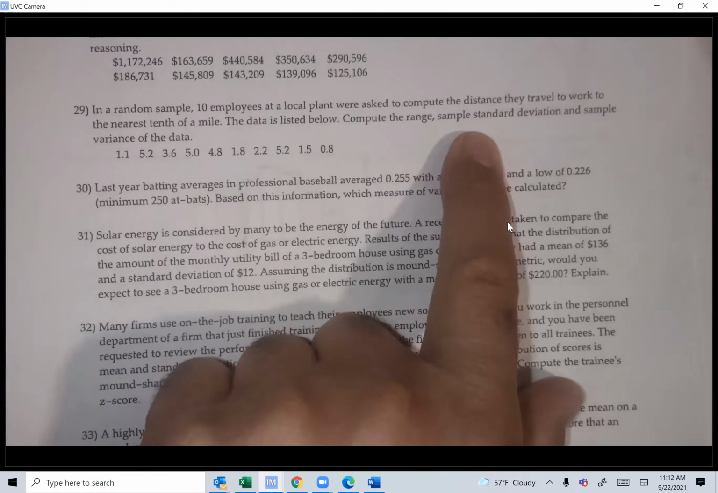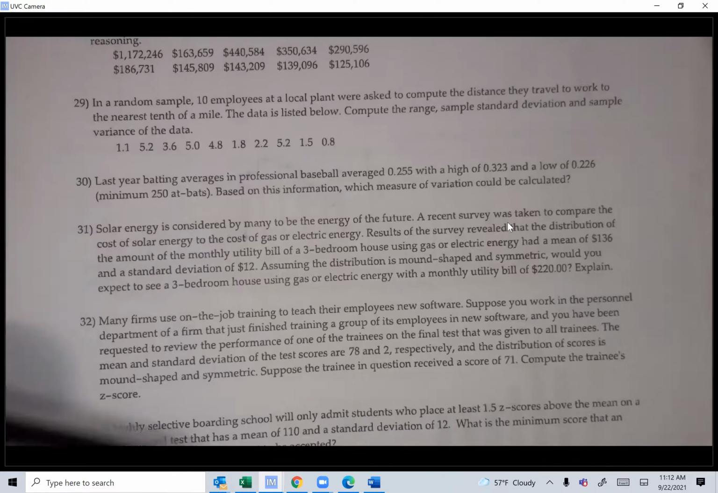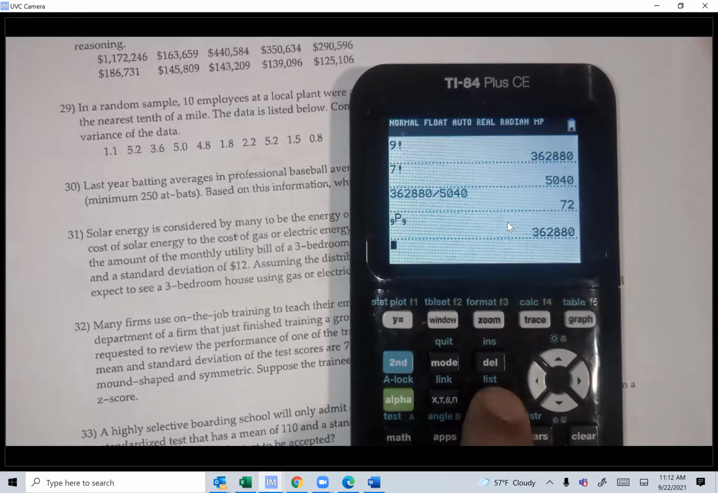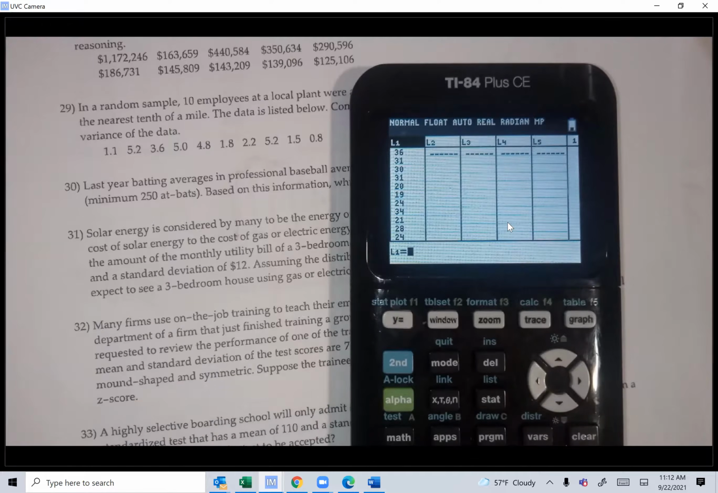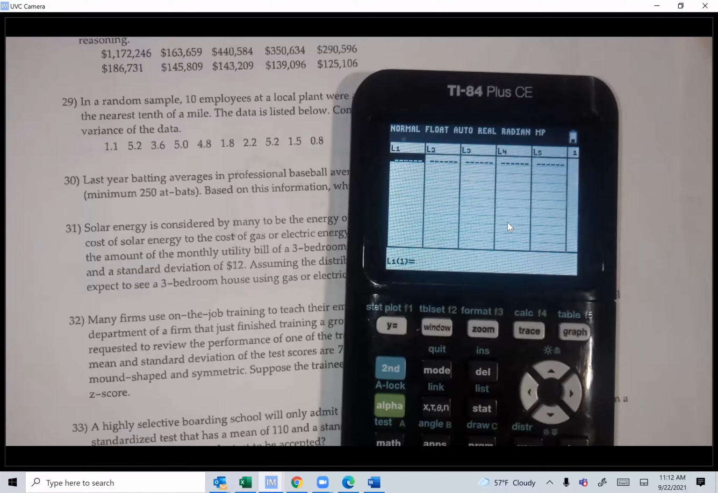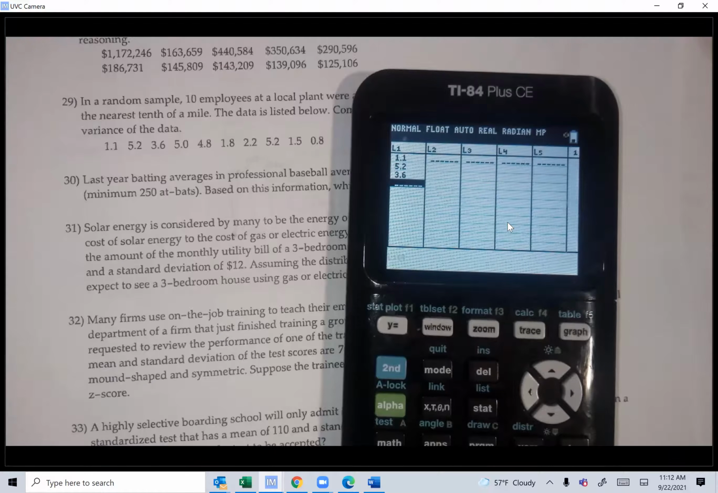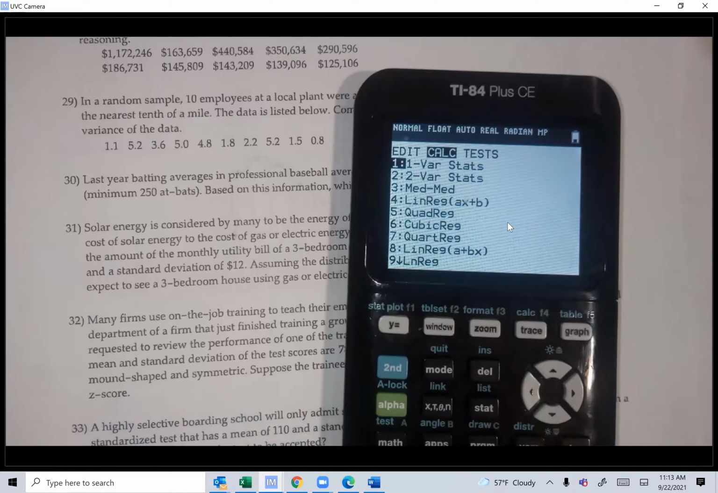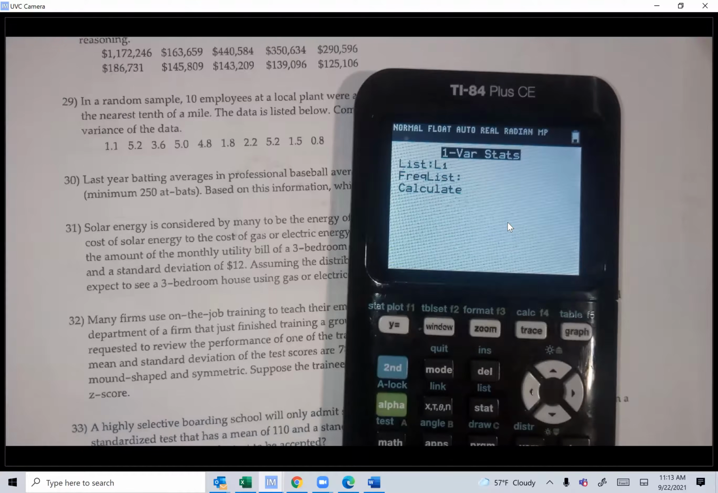Compute the range, sample standard deviation, and sample variance. Let me just do this one more time, guys, to remind you of how this is done. So you go to stat, edit. I'm going to clear the list. And we're going to put the data in under list 1: 1.1, 5.2, 3.6, 5, 4.8, 1.8, 2.2, 5.2, 1.5, and 0.8. And then you go to stat calc, one variable statistics, and hit calculate.